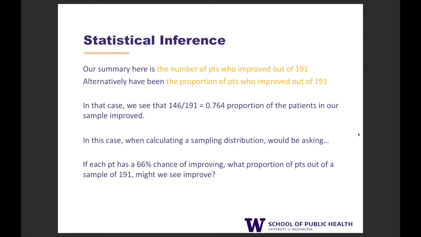And so now when we calculate a sampling distribution, again, we're going to live in an imagined world where each patient has a 66% chance of improving, but now we're going to look at the proportion of patients who improve on each study rather than the number who improve. So if we go to the bottom, I think this statement is what we're thinking about when we engage with the sampling distribution. Okay, if each patient has a 66% chance of improving, that's the world we're imagining, what proportion of patients out of a sample of 191 might we see improve?